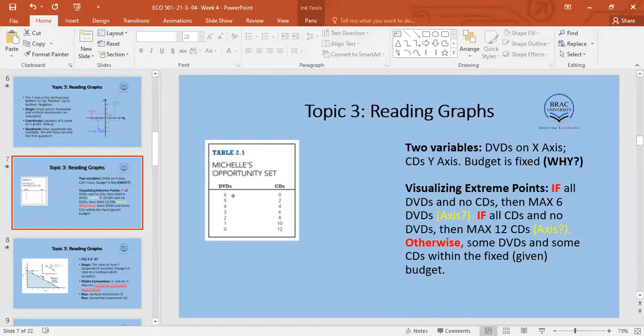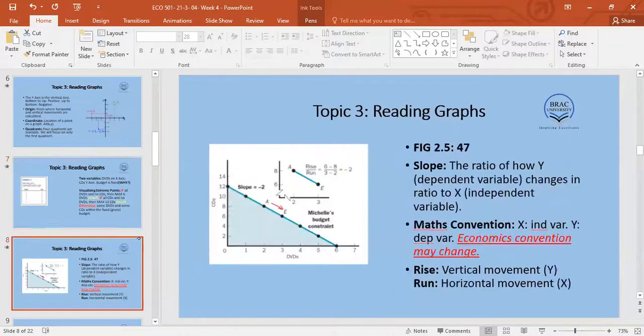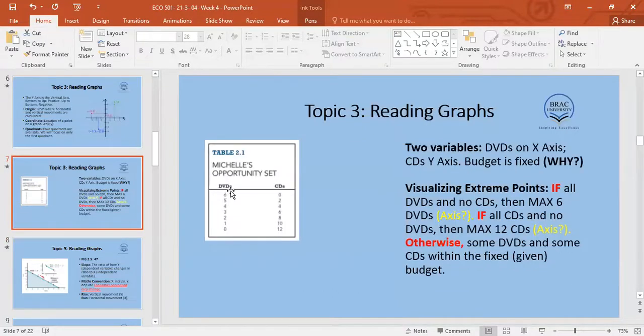So here, DVDs is X. In this example, table 2.1 in McGuigan, you can check it over there. This is the X-axis, DVDs; CDs are the Y-axis. Can somebody see a relationship between the CDs and the DVDs? A particular relationship?